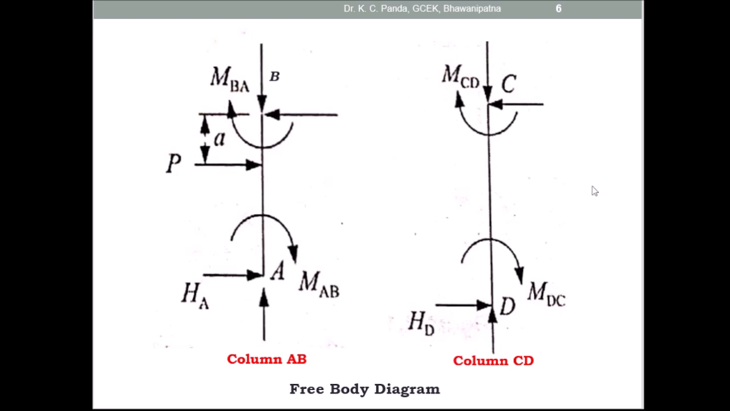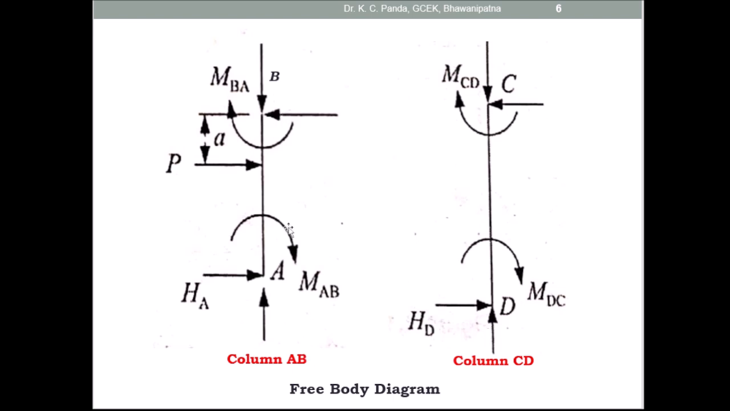Similarly, in the free body diagram of column CD, here you have to take the moment MDC, clockwise positive, and here also MCD, clockwise positive, and here the horizontal reaction at D is equal to HD. The vertical reactions at D and C are passing through the axis of the beam, so these are equal and opposite, so they cancel. Here you have to find out the horizontal reaction at A and the horizontal reaction at D. Then you can find out the third equation.